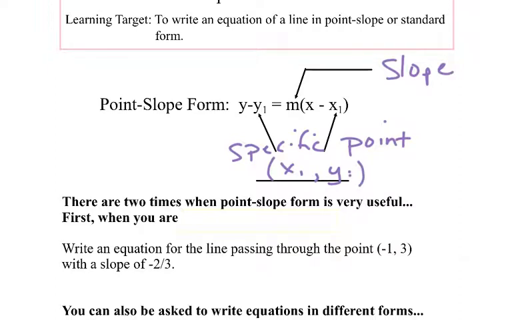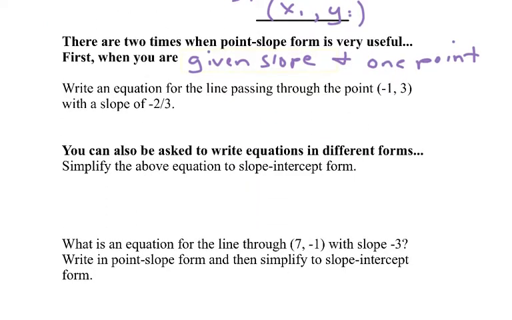All right, so there are two times when point slope form is very useful. The first is when you are given a slope and 1 point. So for example, it might say write an equation for a line passing through the point negative 1, 3 and has a slope of negative 2/3. So again, slope is our m value, and this point negative 1, 3 is going to be our x sub 1 and our y sub 1 values.